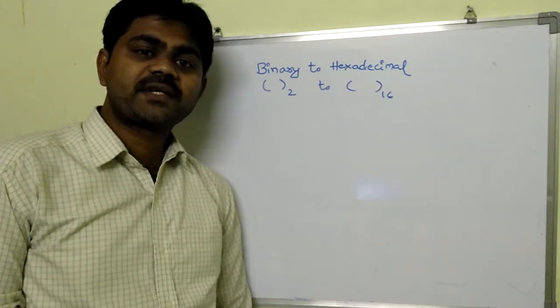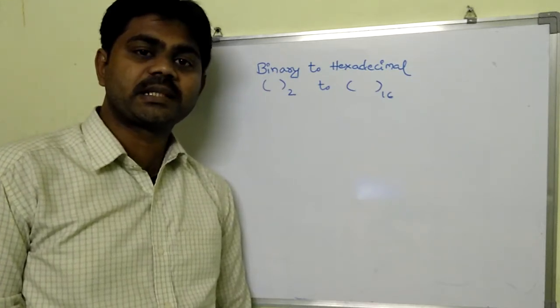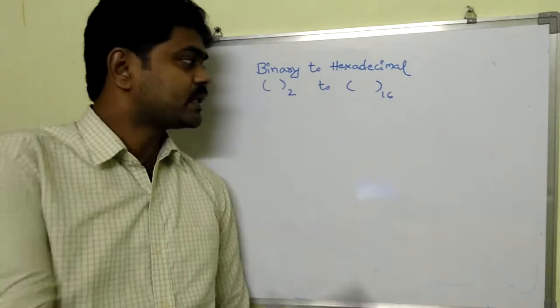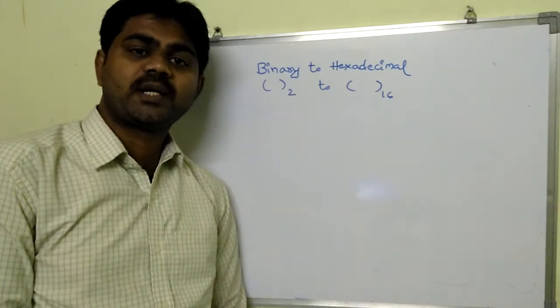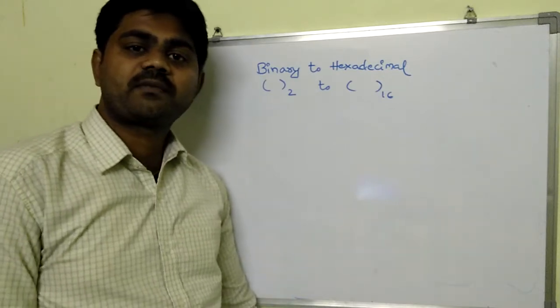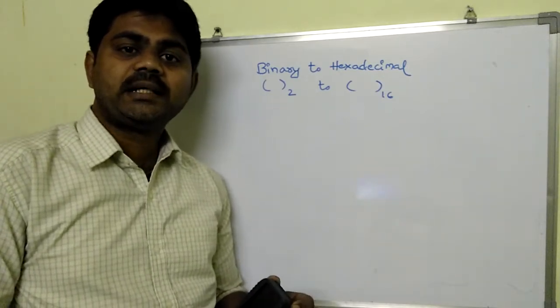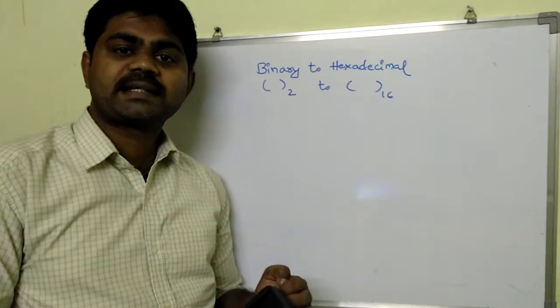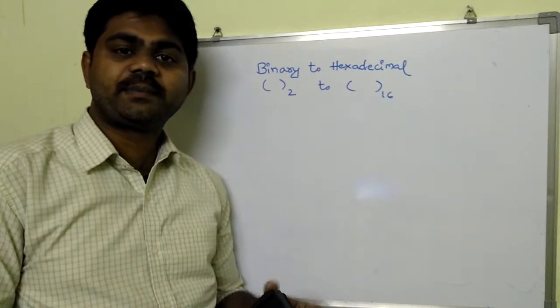Now our next conversion is binary to hexadecimal. What is binary? Base 2. What is hexadecimal? Base 16. So in order to convert from binary to hexadecimal, I need to show my hexadecimal in binary perspective.